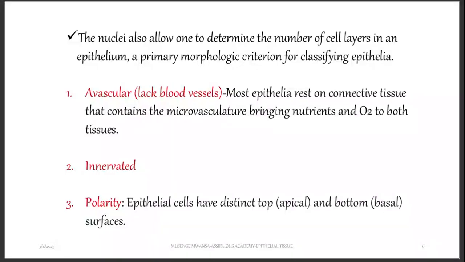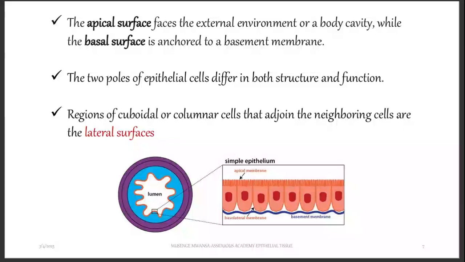Now, each epithelial tissue has got these properties or characteristics. Number one, epithelial tissues do not have blood vessels. Number two, they do not have nerve supply. Number three, they have got polarity, meaning that they have got the apical end, which is the top, and then the bottom, which you call the basal end. As you can see, the top that is near the opening, which you call the lumen, is the apical. Down we have got the basal end. On the side we have got the basolateral end.